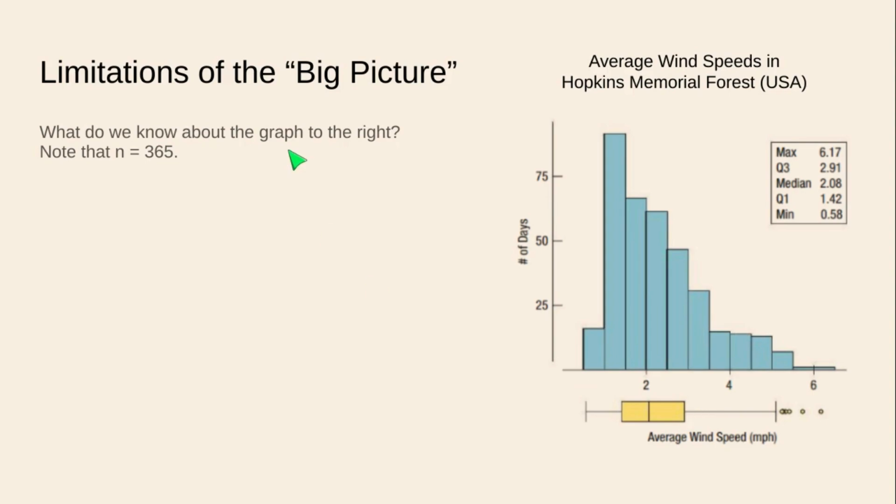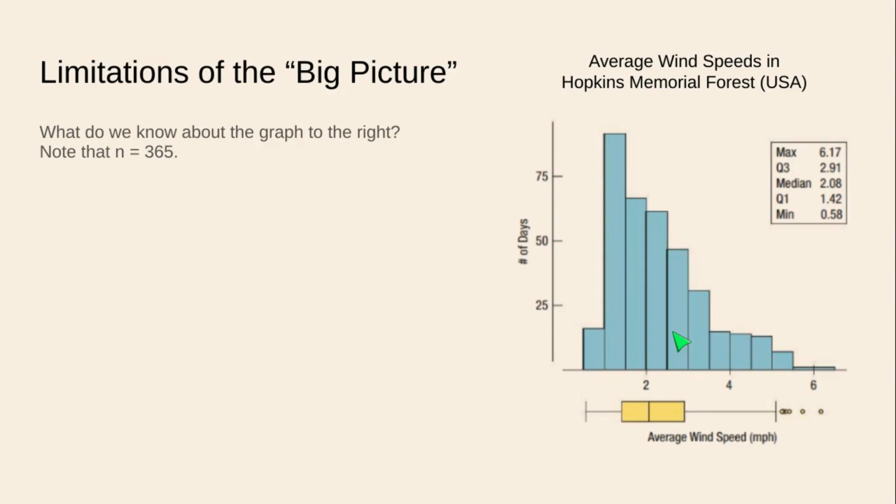So what do we know about the graph to the right? And by graph, I mean everything that's going on here: 5-number summary, box plot, histogram. What can we tell about it? And we note that n is equal to 365.